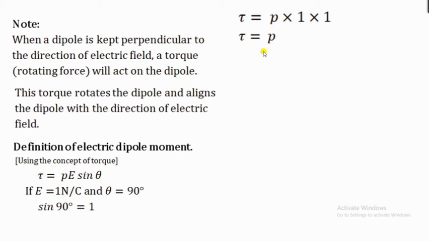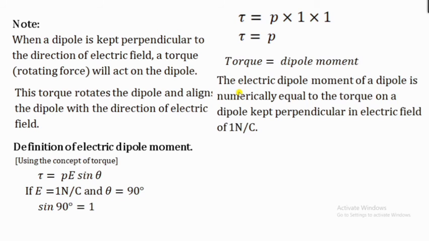So the electric dipole moment is equal to the torque when the electric field is 1 Newton per coulomb and the angle between the dipole and the electric field is 90 degrees. So this is the definition of electric dipole moment. The electric dipole moment of a dipole is numerically equal to the torque on the dipole kept perpendicular in the electric field of 1 Newton per coulomb, and all this is for a uniform electric field.